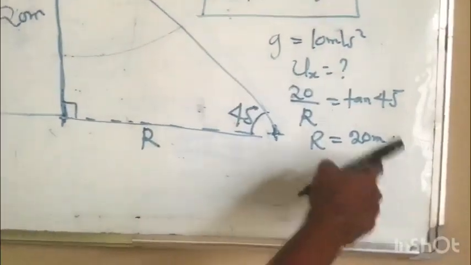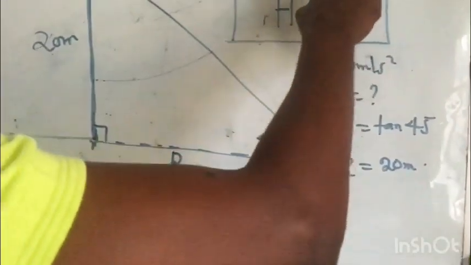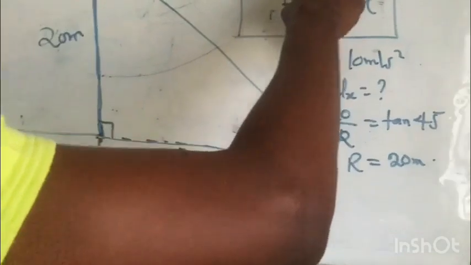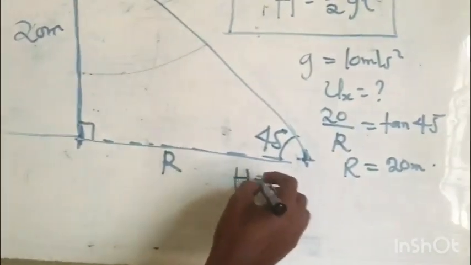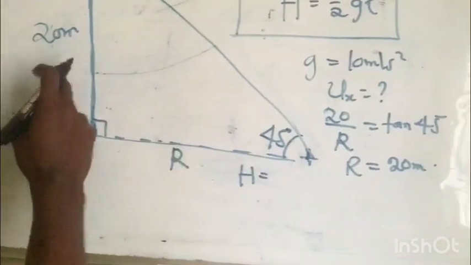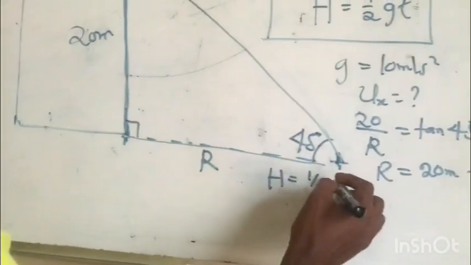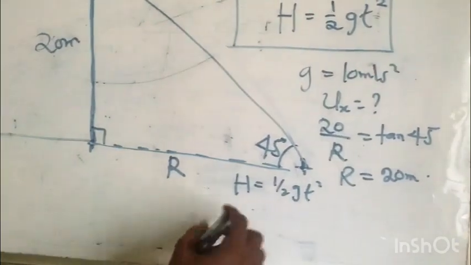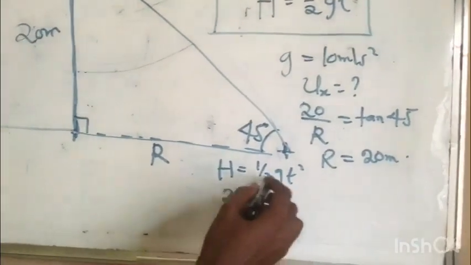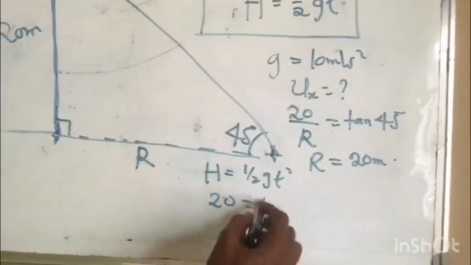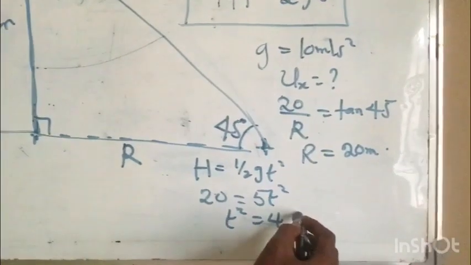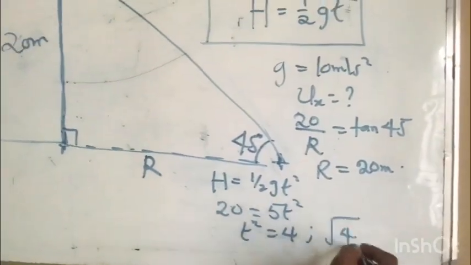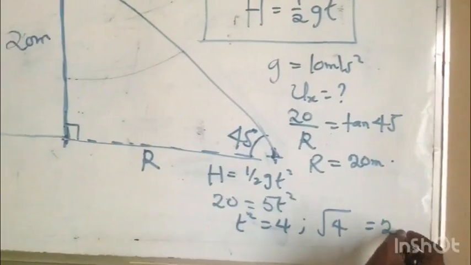Now I know my range. I'm looking for my ux. So from this, since I know the height of the tower, h equals 20, and the formula is half gt squared, I can say 20 equals half, my g is 10, so that will be 5t squared. So that means t squared equals 4. From there, I can get my t as root 4, and that will give me 2 seconds.